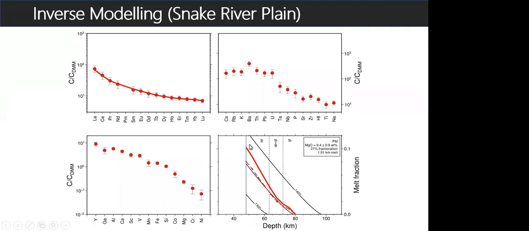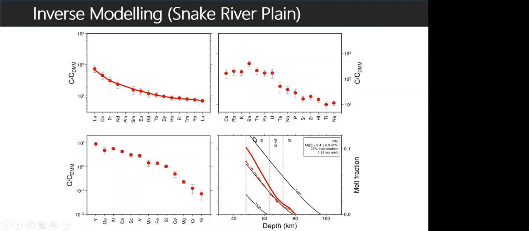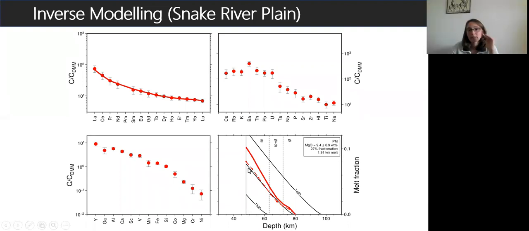I should say that we're assuming that all of the melts are entirely generated within the asthenosphere, which means that the top of the melting column, here, is the base of the lithosphere.